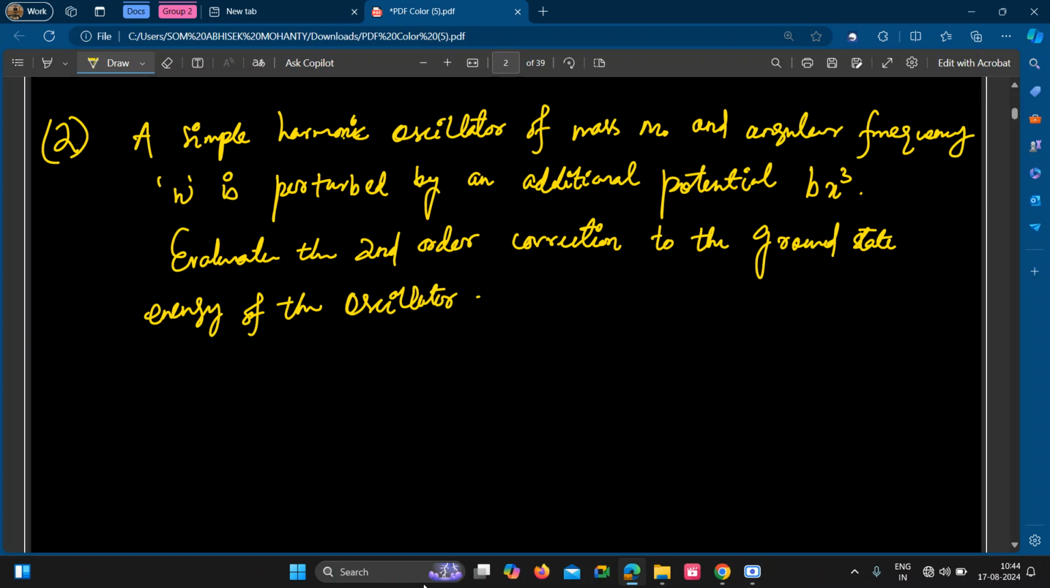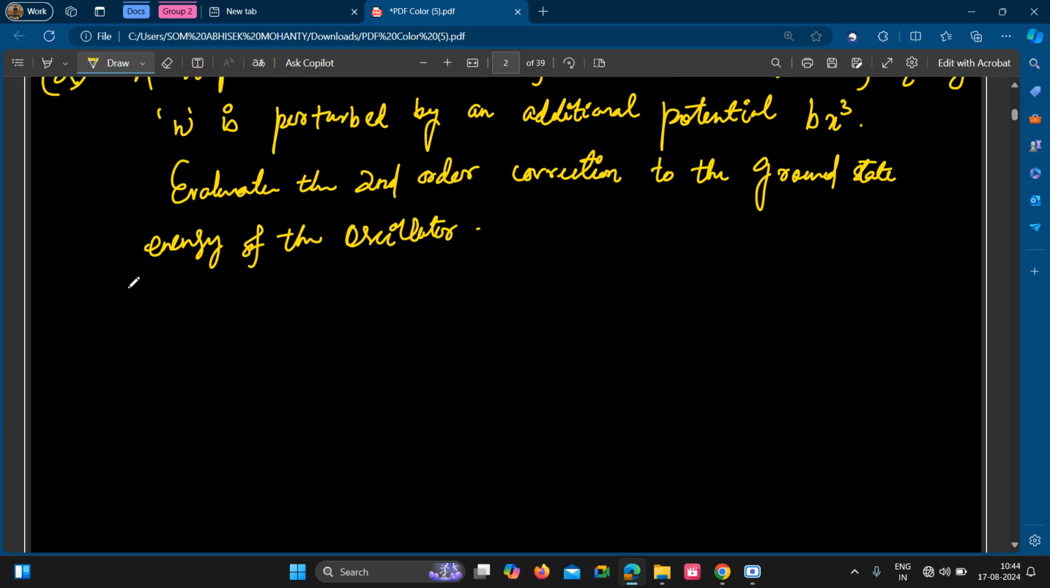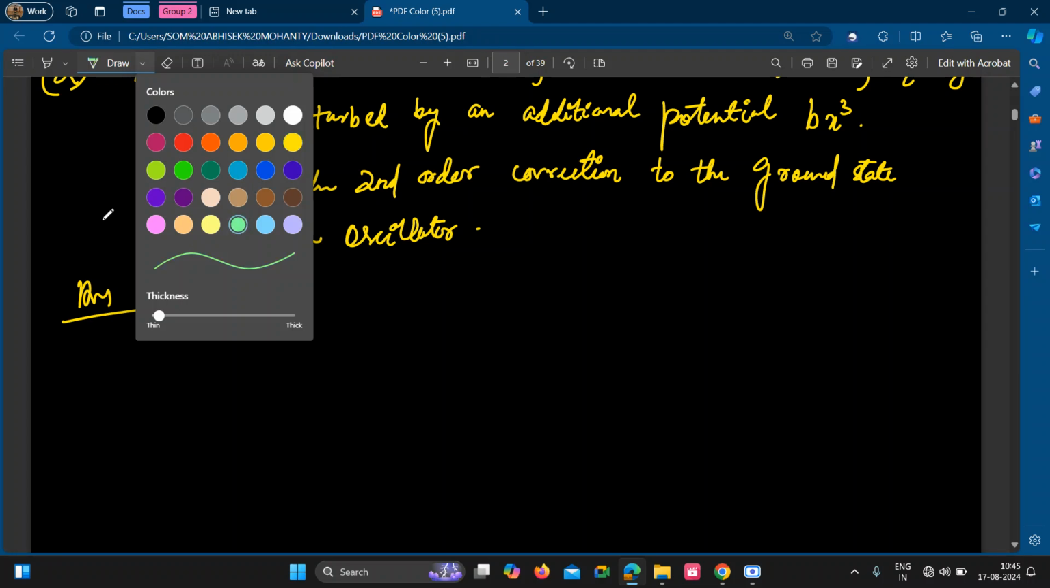Okay, done. Simple harmonic oscillator of mass m naught, angular frequency omega, is perturbed by an additional potential bxq. Evaluate the second order correction to the ground state energy of the oscillator. Okay, so answers, let me do it and you check.